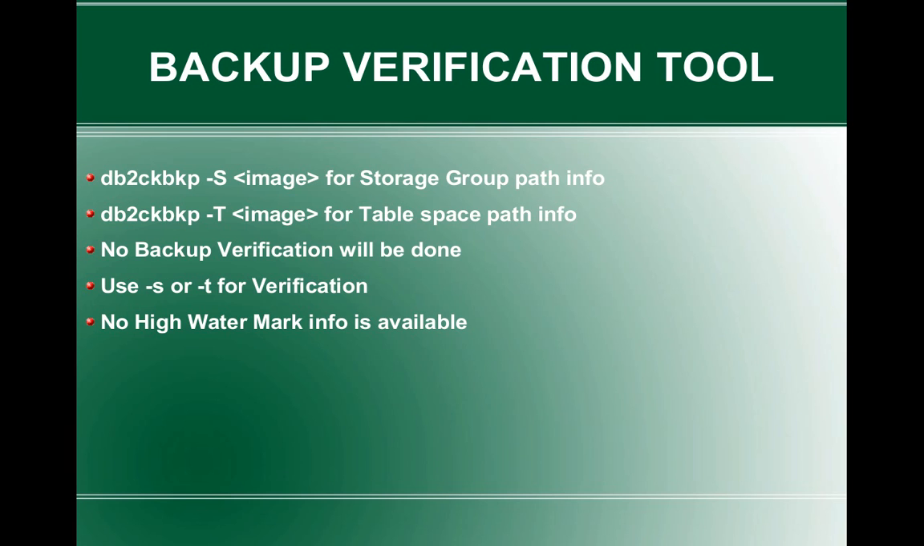The command is db2ckbkp -S followed by the image name for getting the storage group or storage path information, and db2ckbkp -T followed by the image name for the tablespace level path information. Now, backup verification will be done when you use the lowercase options. You can use lowercase s or lowercase t to get the same information, but it will be done with verification. The backup image will be verified when you use the lowercase options. You cannot get any high watermark information using the verification tool.